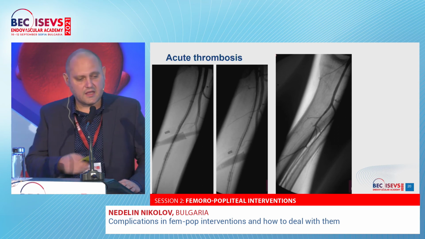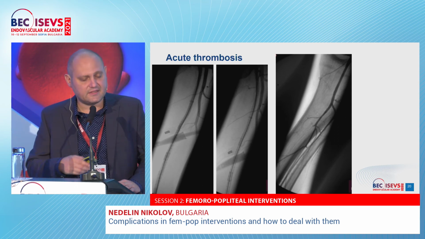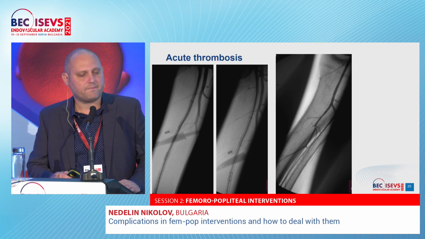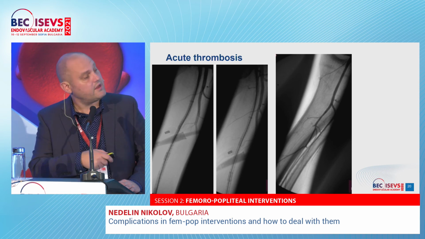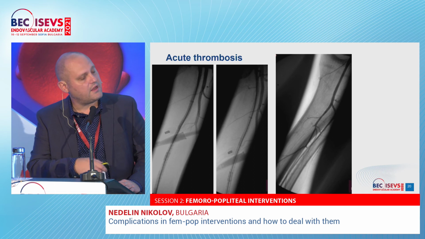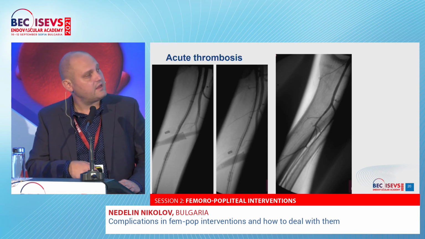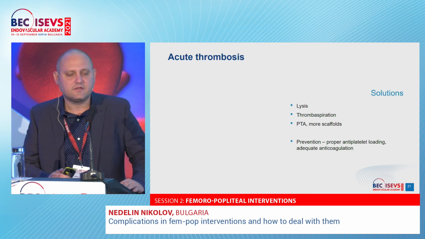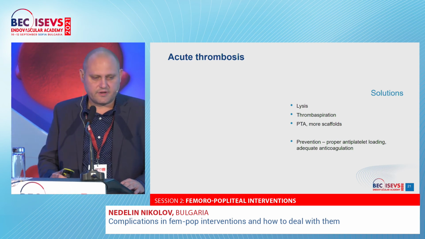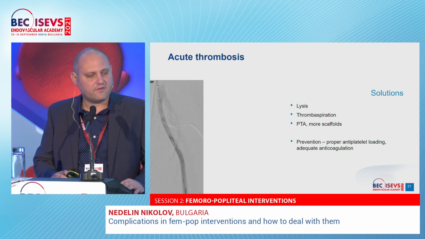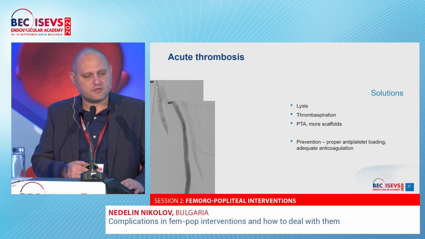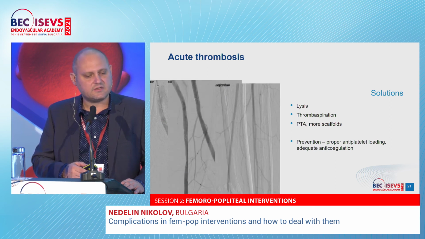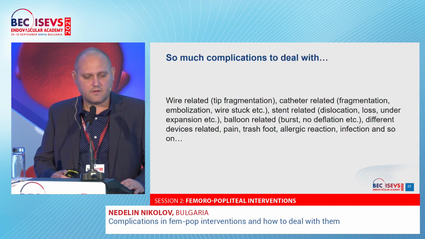Acute thrombosis, as you can see in this case, 3 stents, but they thrombosed at the end of the procedure, and we have occlusion of the posterior tibial artery, anterior tibial artery, peroneal artery. What to do? The wisest thing to do is lysis or thromboaspiration. I prefer lysis. And after 24 hours of lysis, you can see this result. The result is okay with 3-vessel run-off.